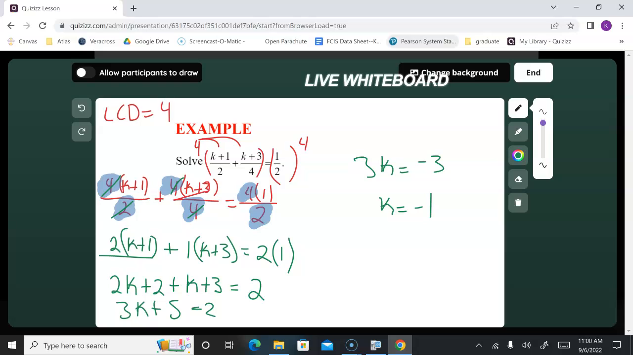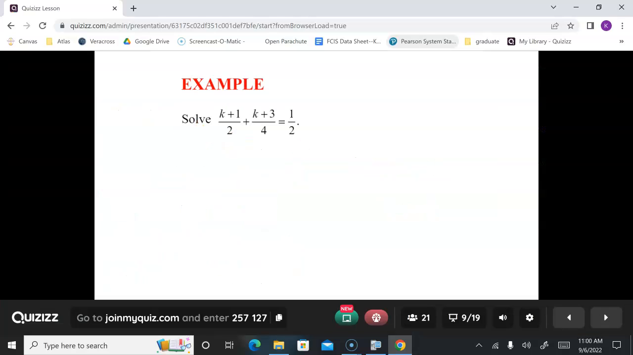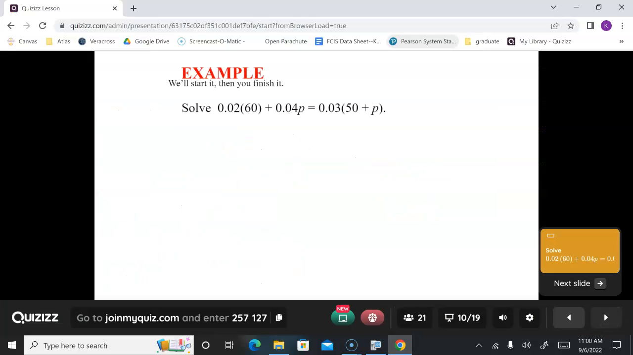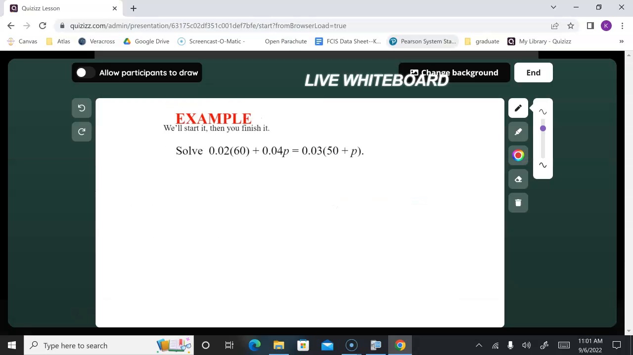Questions, comments, concerns? Let's start the next one together, and then I'm going to have you guys finish it. Okay? So, similar idea, but we're dealing with decimals instead of fractions. We still want to get rid of those decimals. Can you just distribute the decimals? Yes, you can. But when we get to the part of combining like terms, it just gets a little more troublesome, especially if our decimals have different place values. So to make it easier, we're going to cancel out the decimals in the same way that we cancel out the denominators.